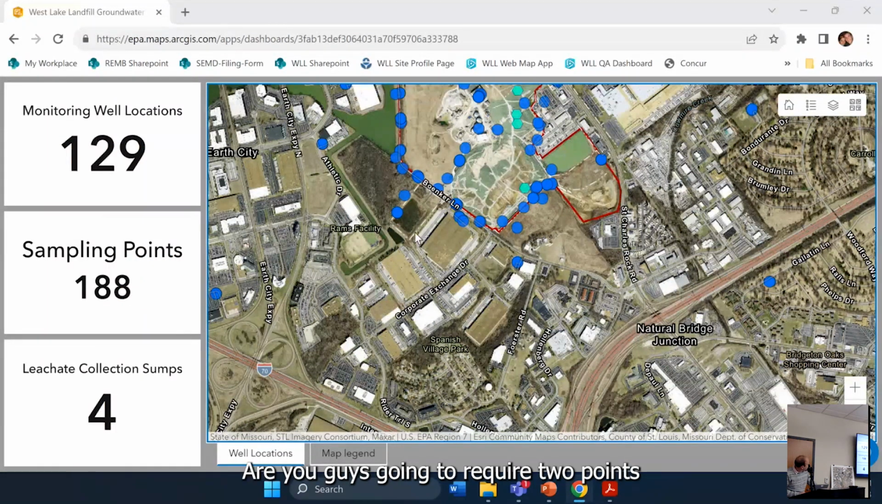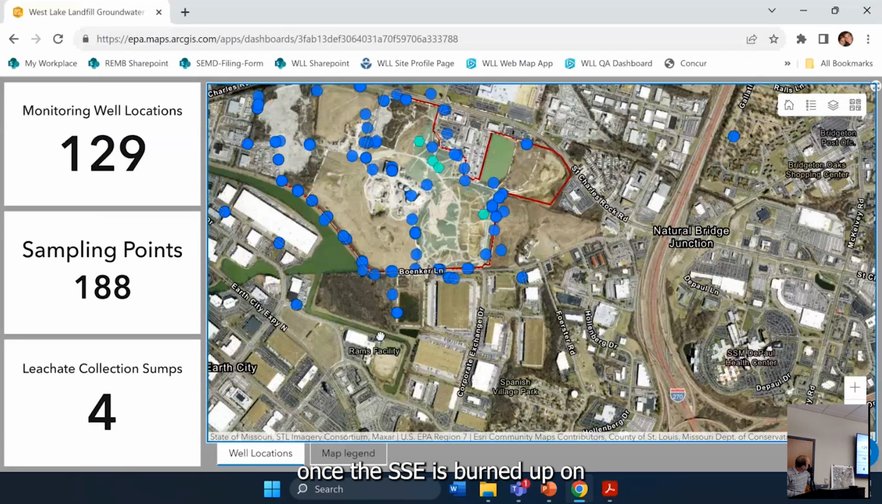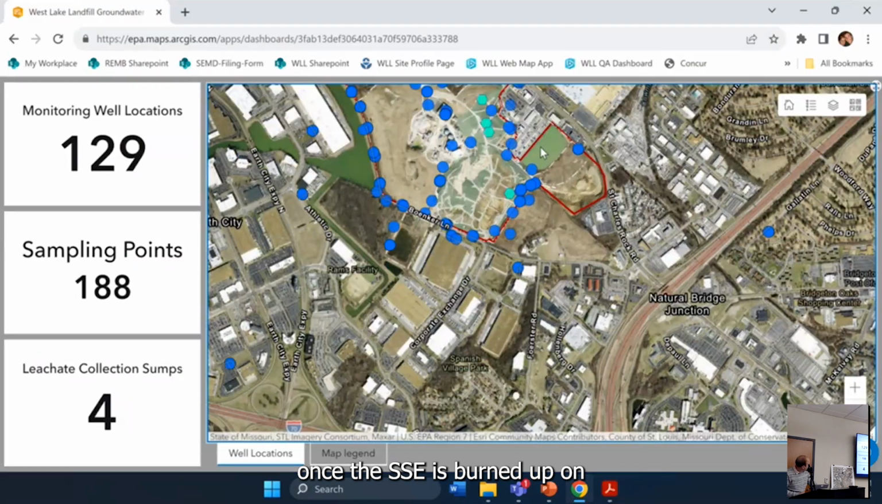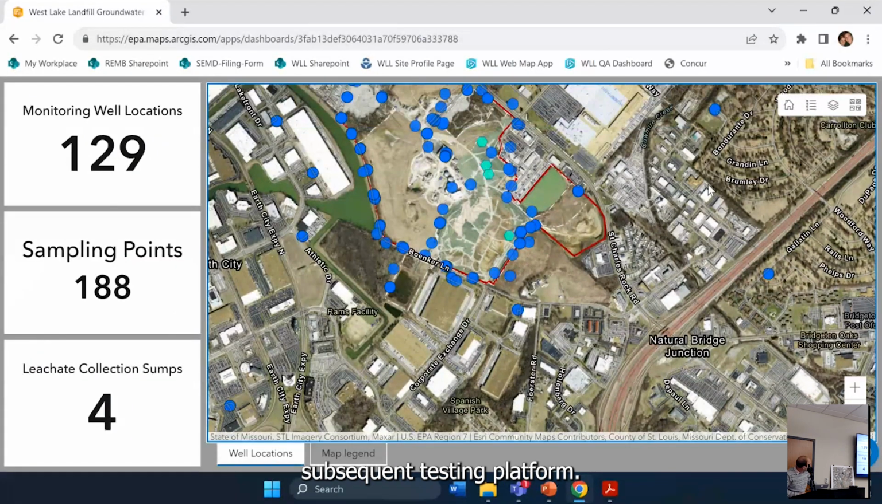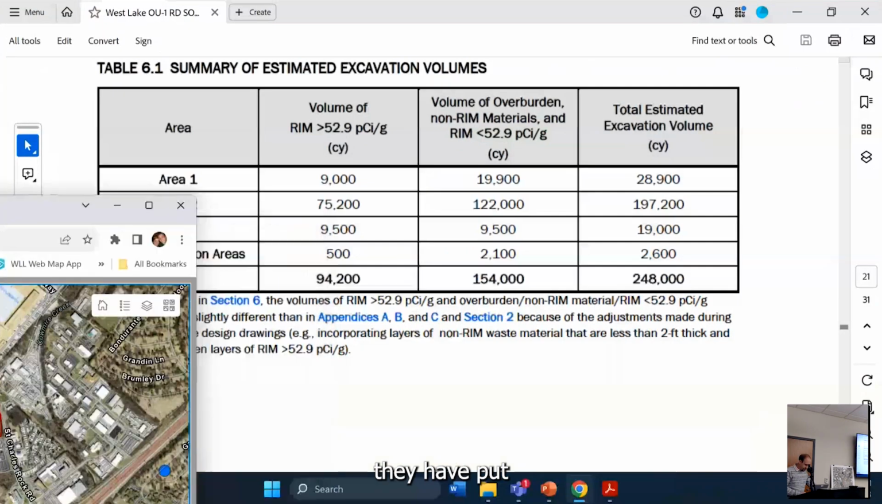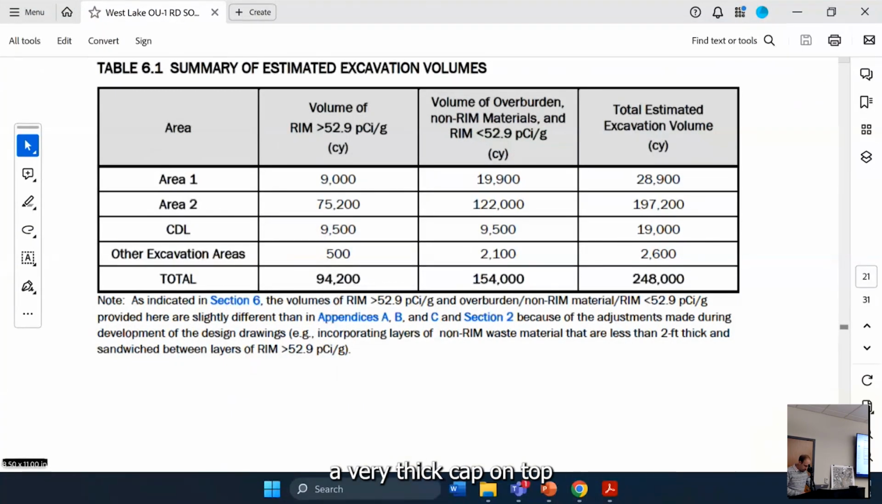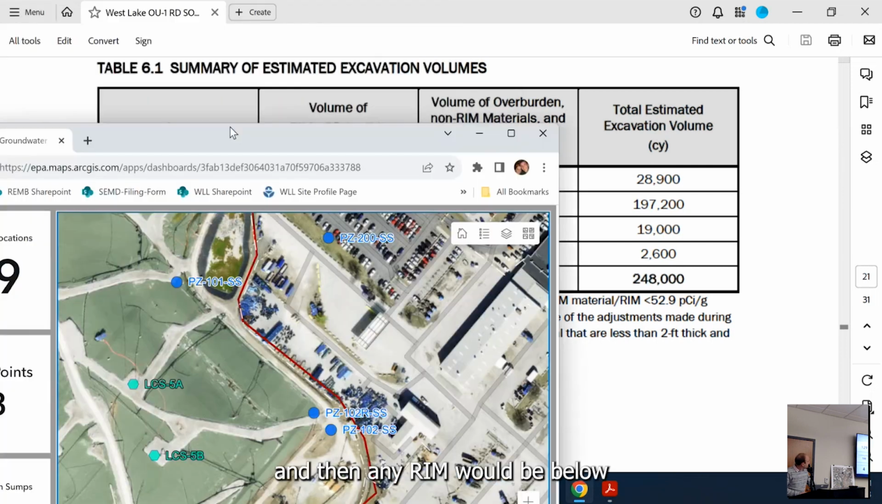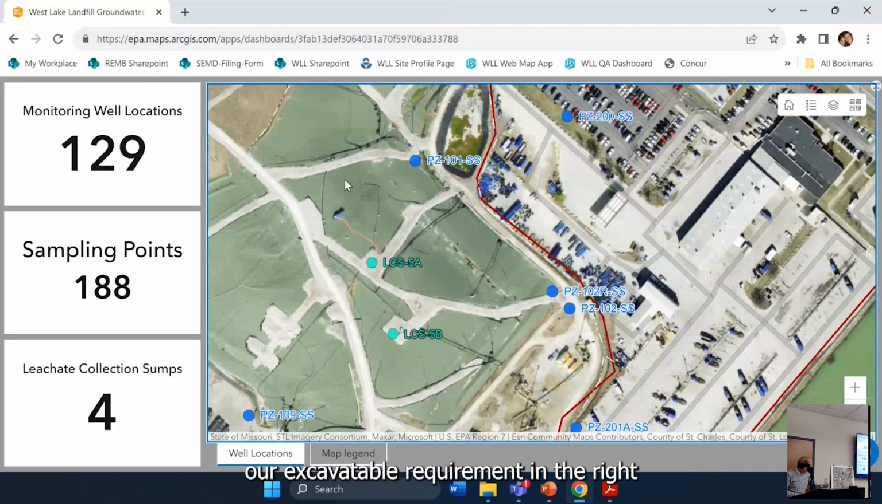Are you guys going to require subsequent testing in that area once the SSE is burned out, gone? No, because essentially they have put a very thick cap on top, and as it's subsided, they've continued to add material. Okay. So essentially they have a cap, and any RIM would be below our excavatable requirement in the ROD amendment.